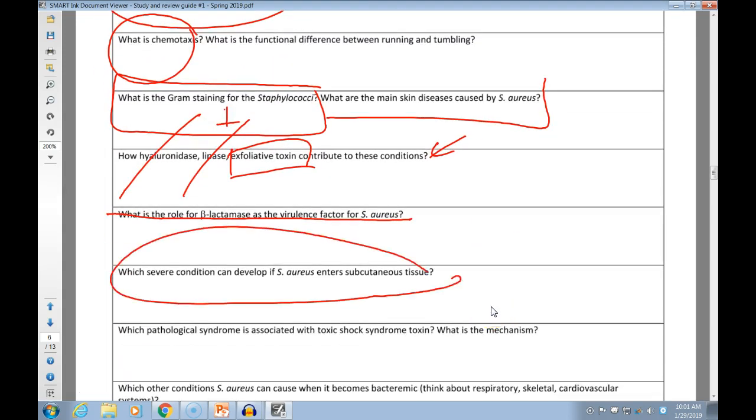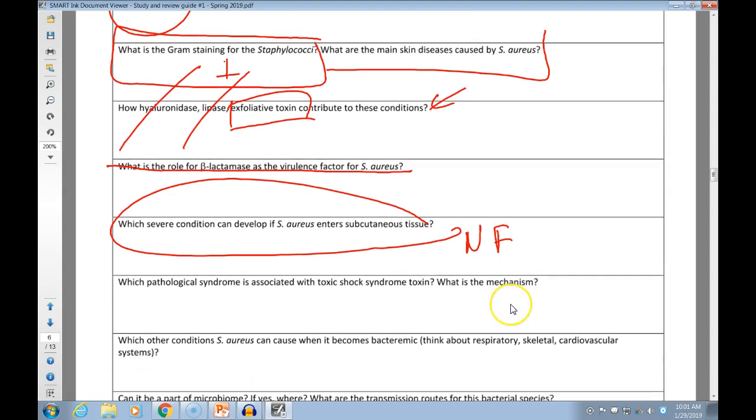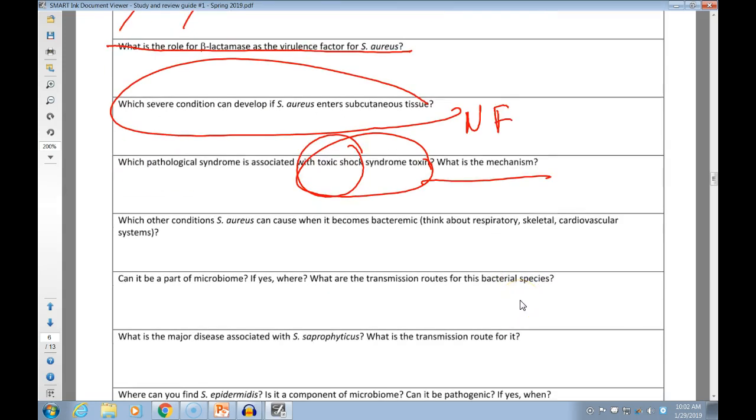Subcutaneous tissue, necrotizing fasciitis. Toxic shock syndrome toxins. What I want you to know about this one: TSST hyperactivates the immune system, okay? And leads to toxic shock. Other conditions for Staph aureus.